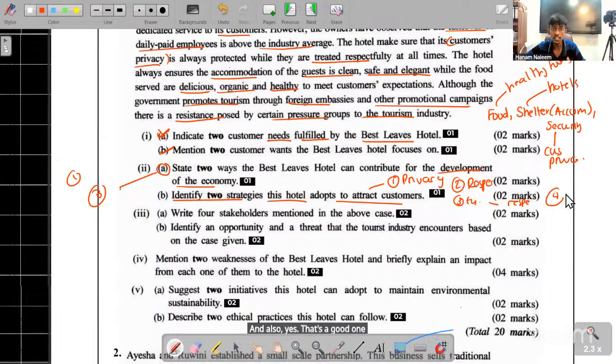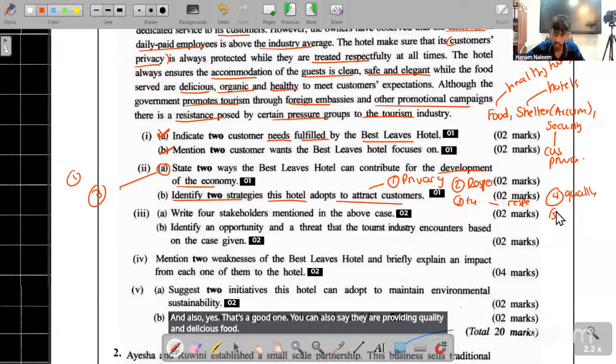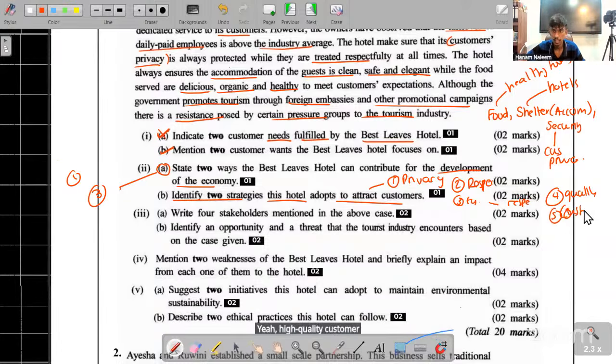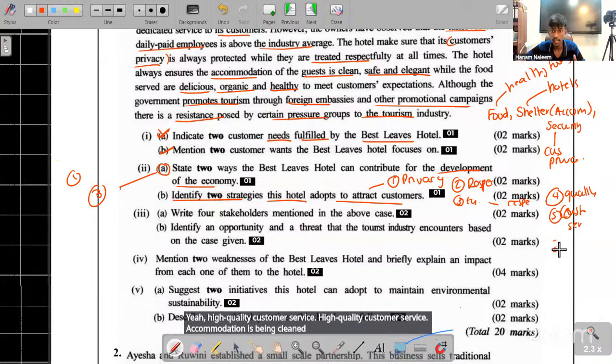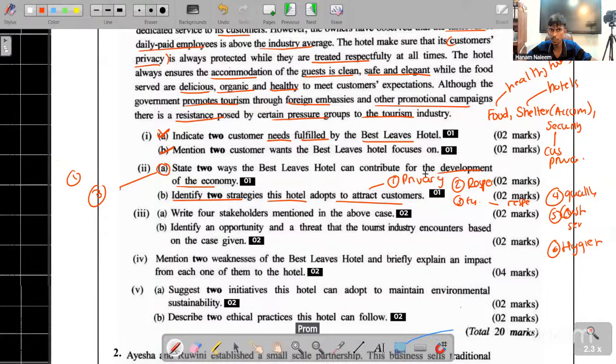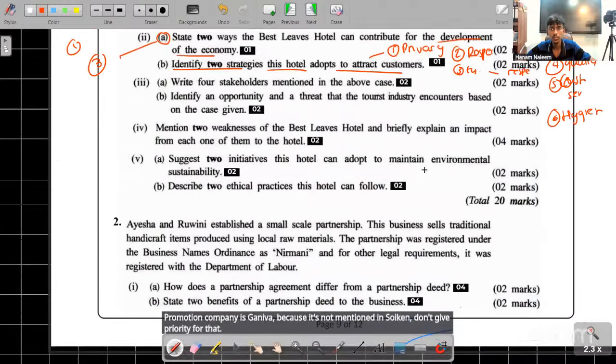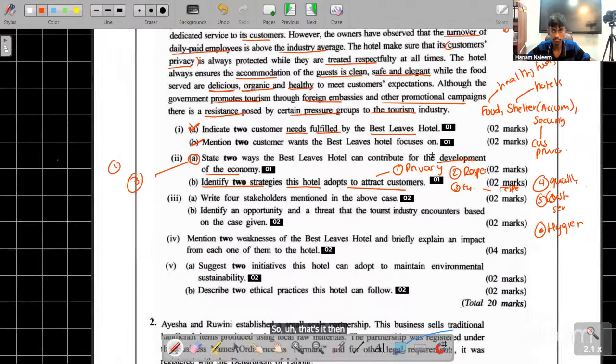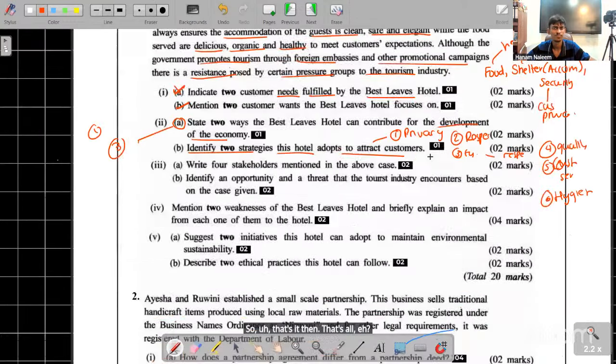You can also say they are providing quality and delicious food. Yeah, high quality customer service. Accommodation is being clean. Hygiene. That's a good one. Promotion campaigns, because it's not mentioned, so you can say don't give priority to that. So that's it then. That's all.